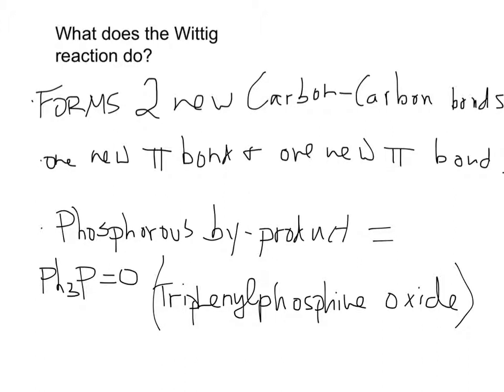So it ends up forming a new carbon-carbon double bond, one new pi bond and another new sigma bond. So the products of this reaction are obviously the carbon-carbon double bond, and there's a phosphorus byproduct, which is pronounced as triphenylphosphine oxide.